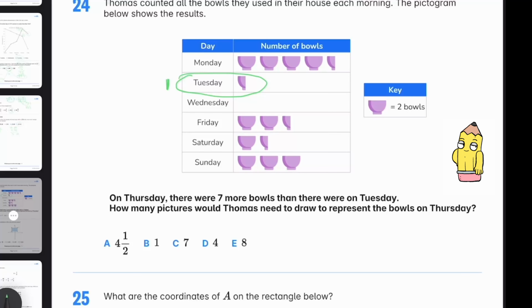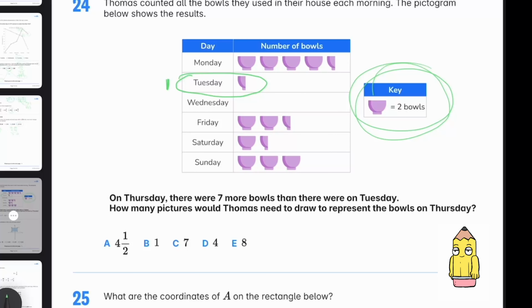And finally, we need to work out how many pictures we need to represent 8 bowls, remembering that each picture represents 2 bowls. So simply we have 8 divided by 2, which gives us 4, and D is our answer. Therefore, Thomas would need to draw 4 pictures to represent the bowls on Thursday.